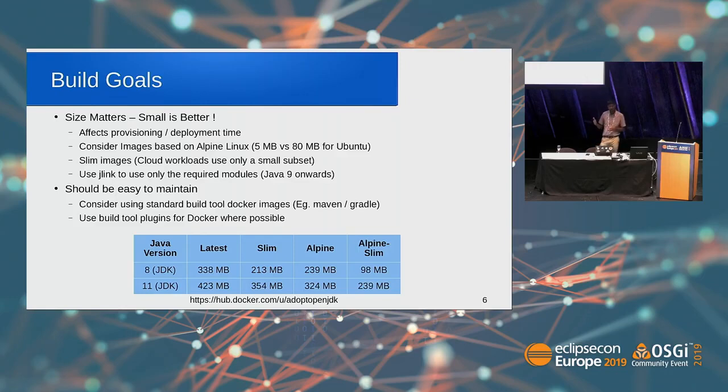There are a number of slim images that we provide as well at Adopt OpenJDK and even the regular OpenJDK as well. These are stripped down images, which have things taken out, like from the JRE itself, things like desktop and sound and things like that, which you probably don't use in a typical server-side application.